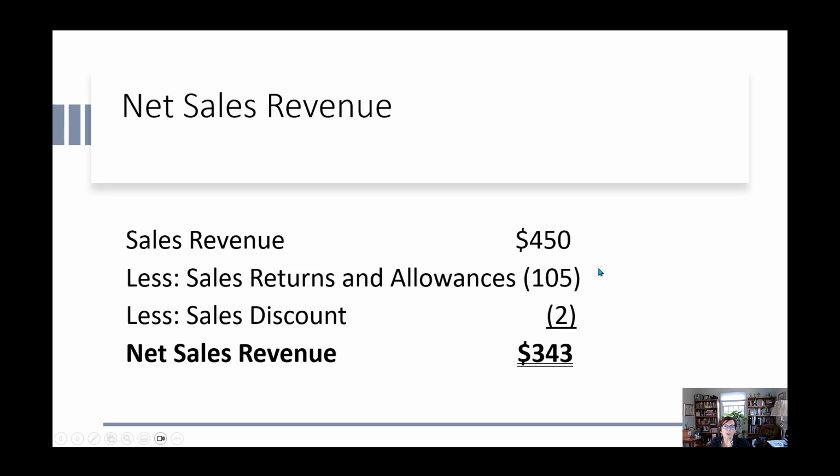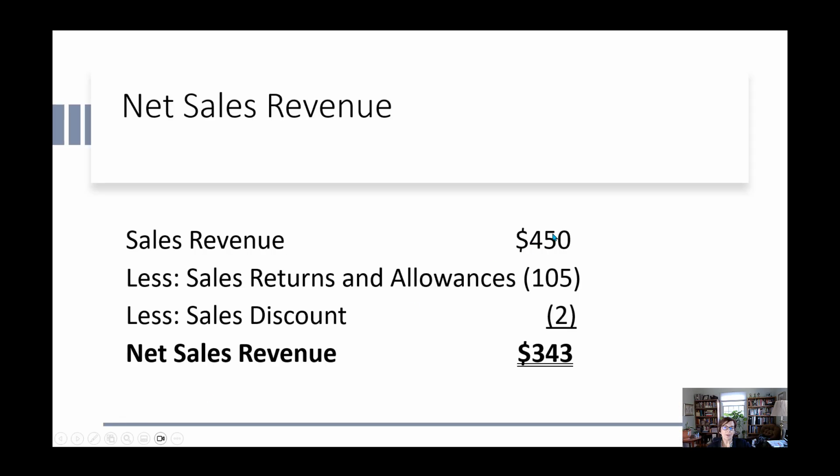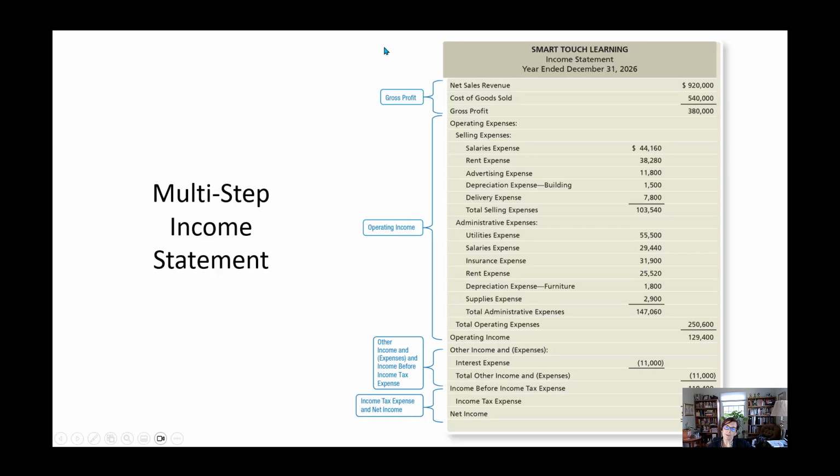So let's say our sales returns and allowances were 105. We know our sales discount was 2. Take the 450 minus the 105 minus the 2, and you get 343. That's your net sales revenue. Remember, we saw that on our income statement. All right, so here it is here. Here is our net sales revenue, which is just like we calculated here, but this is for the company that's in your book, Smart Touch Learning. So the net sales revenue, this is the same thing we saw at the very beginning of this video, except it has some more detail in it.